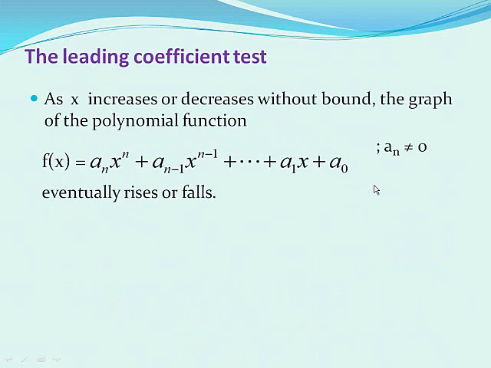The leading coefficient test. As x increases or decreases without bound, the graph of the polynomial function f of x is equal to a sub n x to the power n plus a sub n minus 1 x to the power n minus 1 plus etc. plus a sub 1 x plus a sub 0 eventually rises or falls.